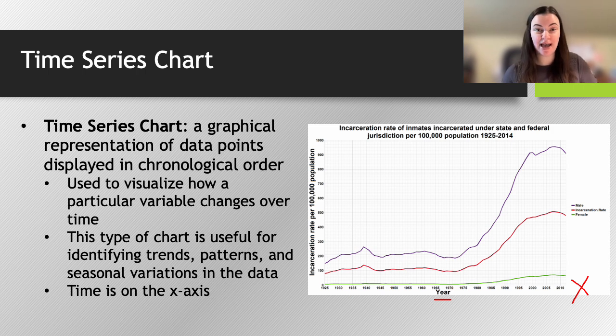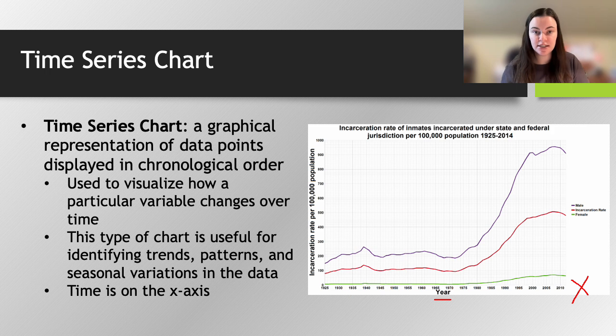We also saw back in our example about the use of the name Anna that it can also be measured in decades. And so time series charts are primarily used to visualize how that particular variable changes over that time period that's listed on the bottom of our x-axis. And this type of chart is very useful for identifying trends, patterns, and seasonal variations.